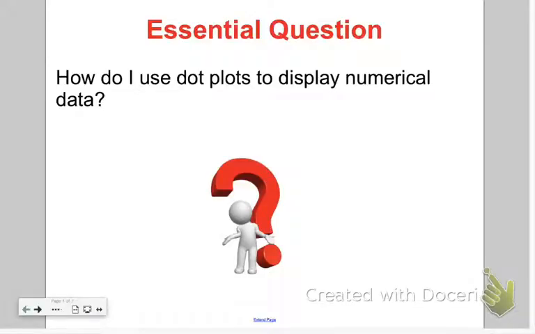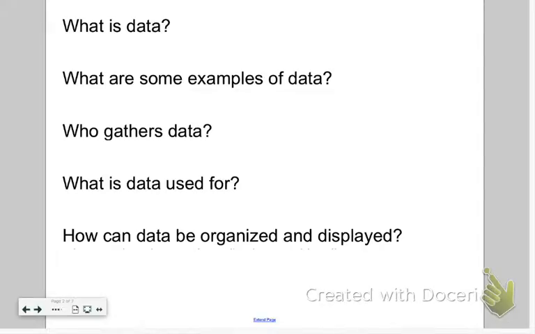In this lesson, we're going to answer the question, how do I use dot plots to display numerical data? So first, let's talk about what is data? We've talked about it before, you've probably collected data in previous years, but what is it exactly? Well, data is basically a collection of information.